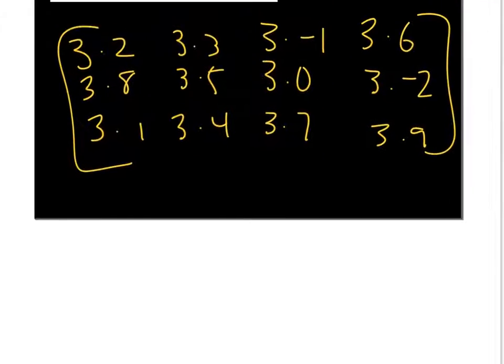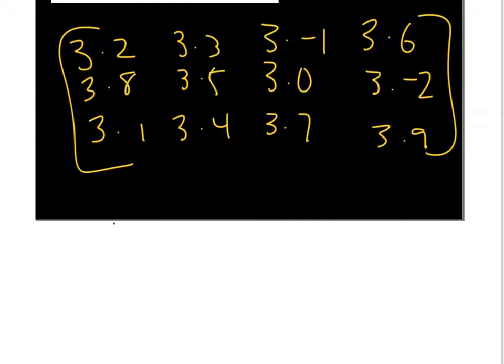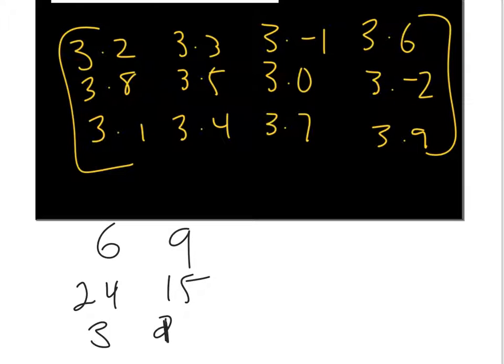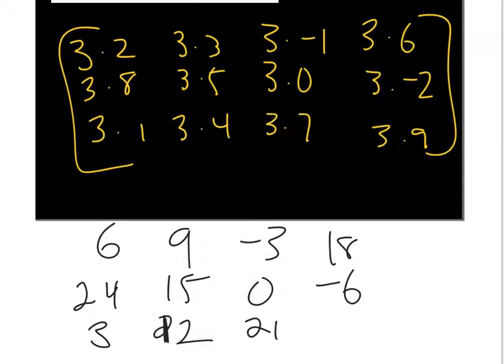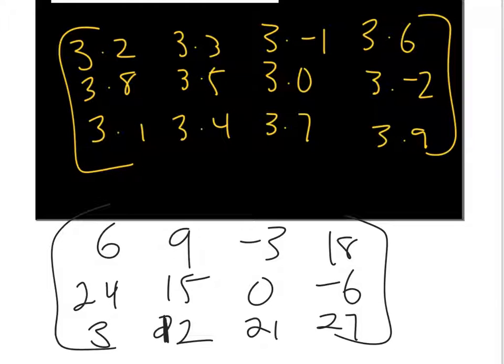Let me slide it up here so we can look. So this becomes 6, 24, 3, 9, 15, 12, -3, 0, 21, 18, negative 6, 27. There would be my fully scaled matrix. And again, this would be a 3 by 4 matrix, 3 rows, 4 columns.